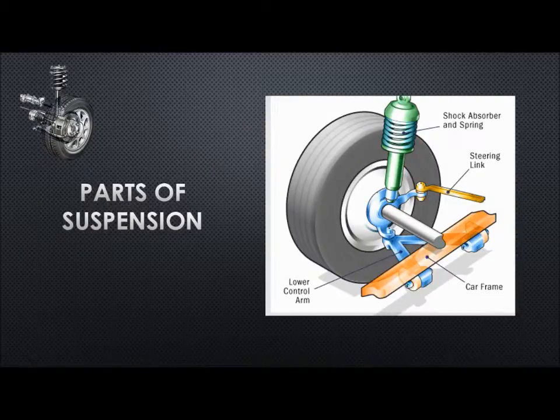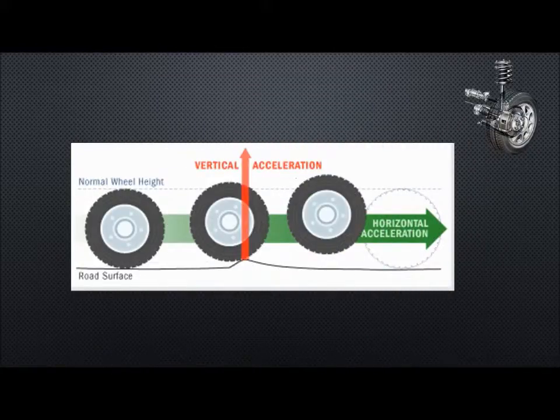These are some of the parts of the vehicle suspension: shock absorber and spring, steering link, car frame, and lower control arm. All these parts work together as a system that will absorb the energy of the vertically accelerated wheel, allowing the frame and body to ride undisturbed while the wheels follow bumps in the road.